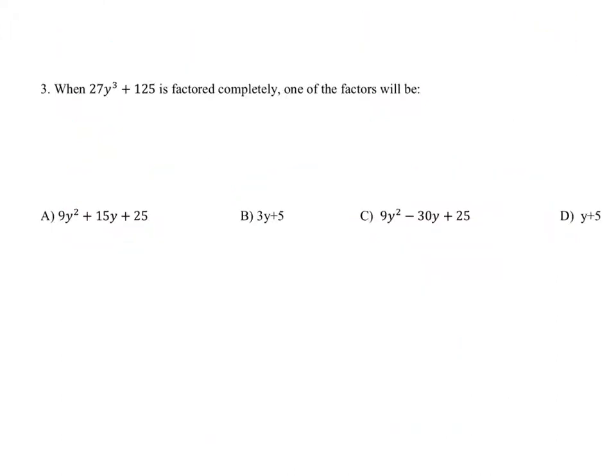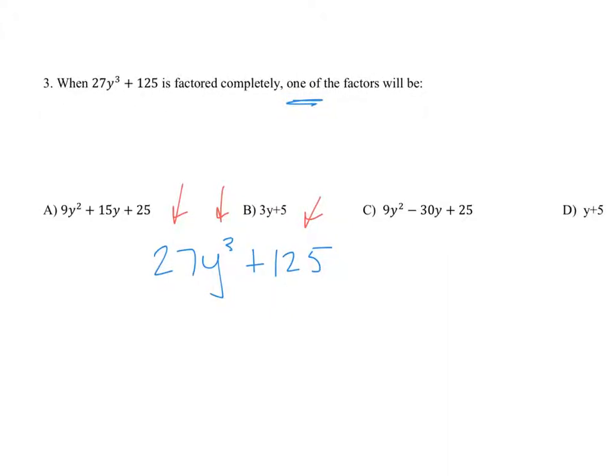The next question says 27y cubed plus 125 is factored completely. One of the factors will be. So they want you to figure out one of the factors. So in order to find one of them, I'm just going to factor the whole entire thing. Now this type of factoring is perfect cubes. And the reason why is because I have a cube, 27 is a cube root, and 125 is also a cube root. So what I'm going to do is use the SOAP method.